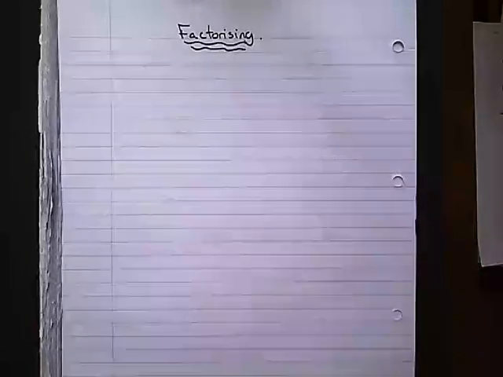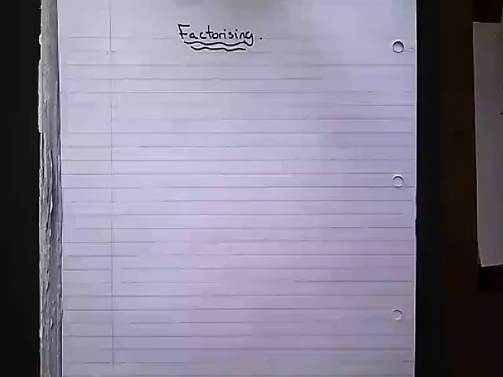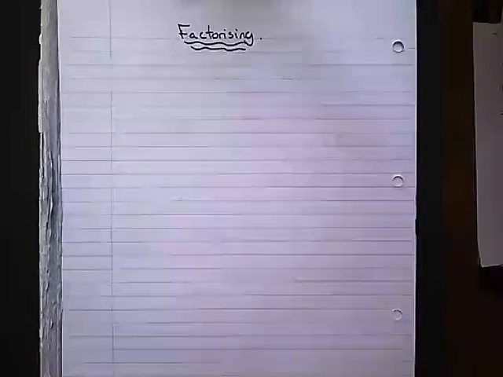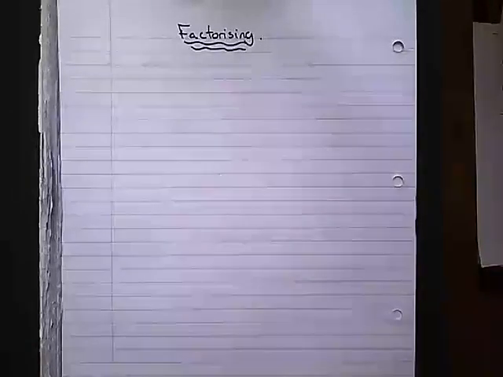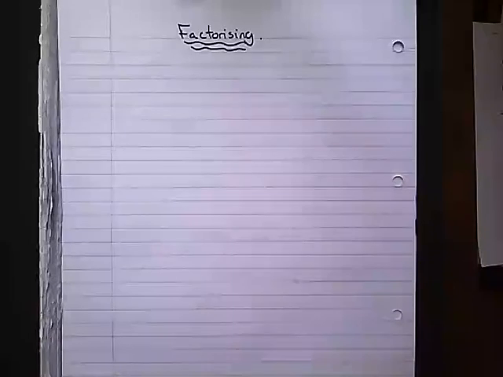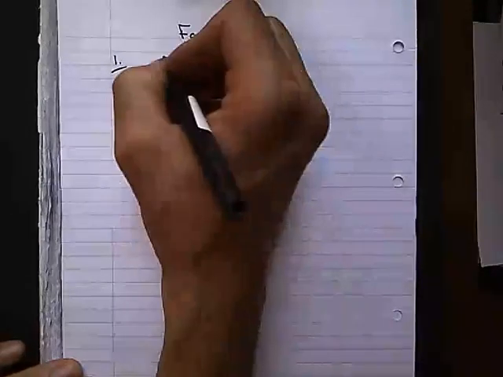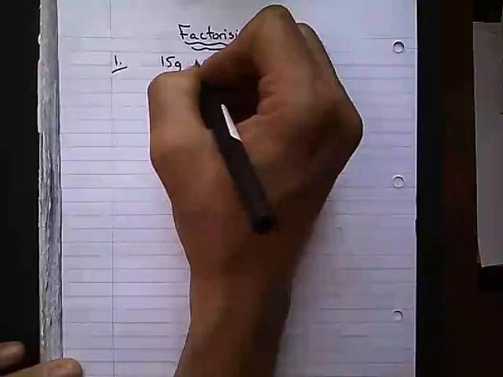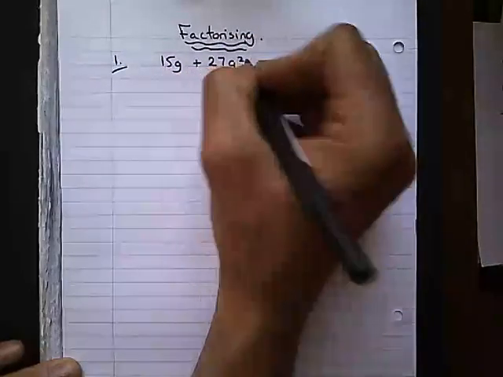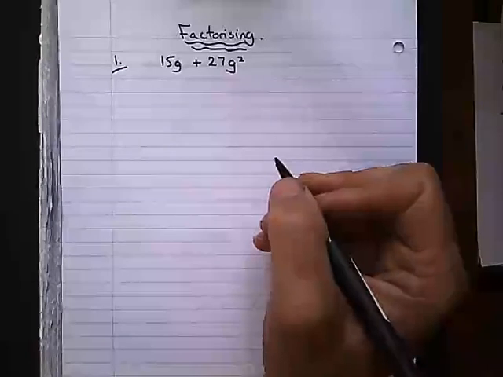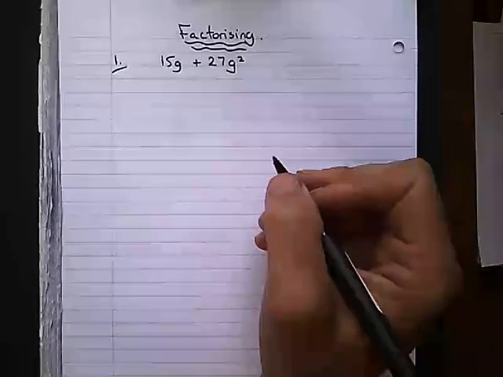Okay, for this video, I'm going to go through about 8 examples of factorising, ranging from going into one bracket, going into two brackets, and then looking at some of the more complicated versions of the two brackets factorising. So, first example, I suppose. I want to factorise 15g plus 27g squared. So not that complicated to begin with, although they can be easier still.